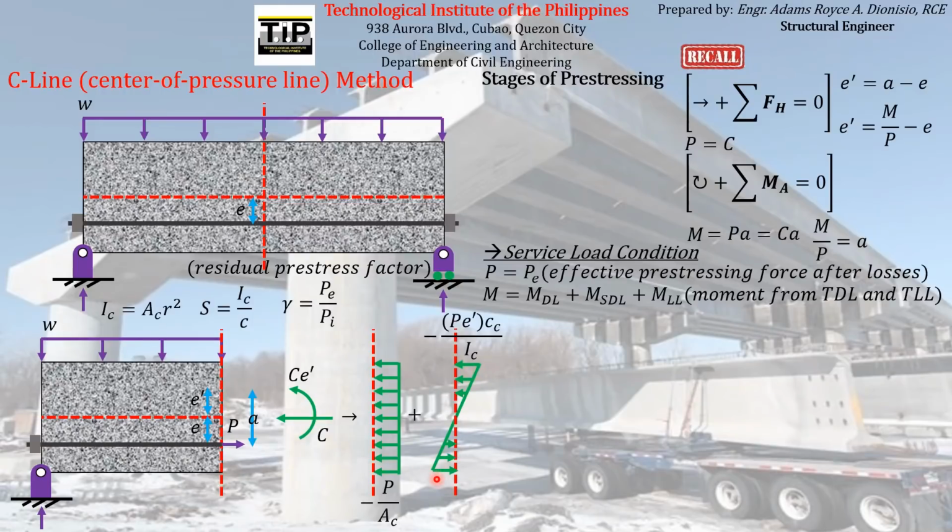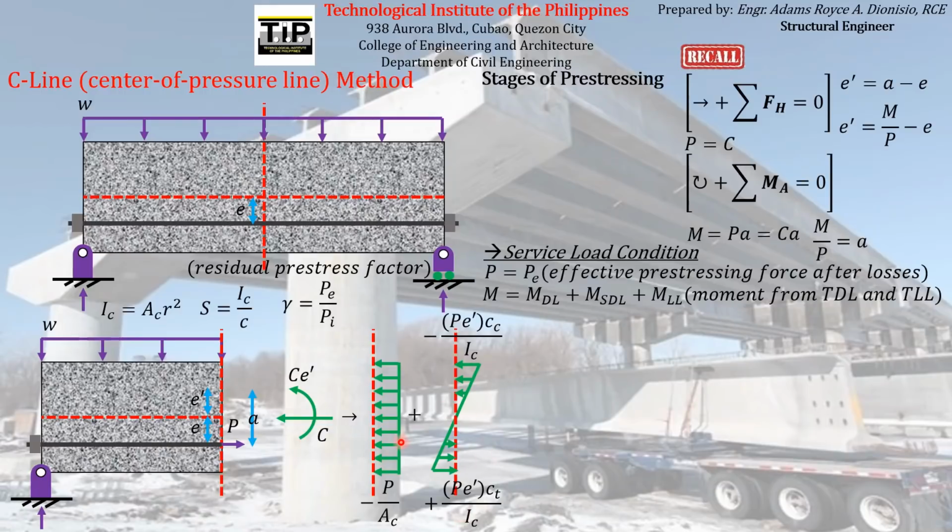And in the same manner, we can compute the extreme fiber stress at the bottom of the concrete element, equal to again MC over I, and just replace M by CE prime. And since C is just equal to P, we can also replace C by P. And again, since these forces point away from the concrete element, thereby producing tensile stresses, we indicate a positive sign to show that the extreme fiber stress is a tensile stress.